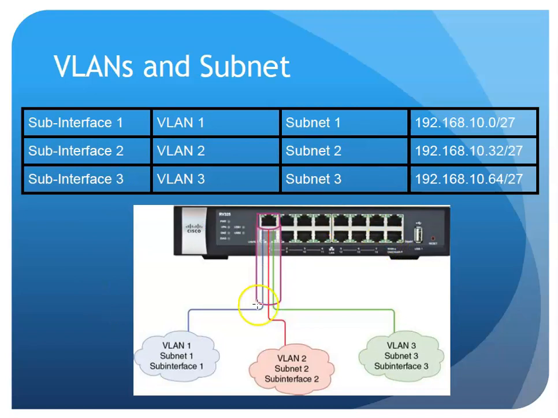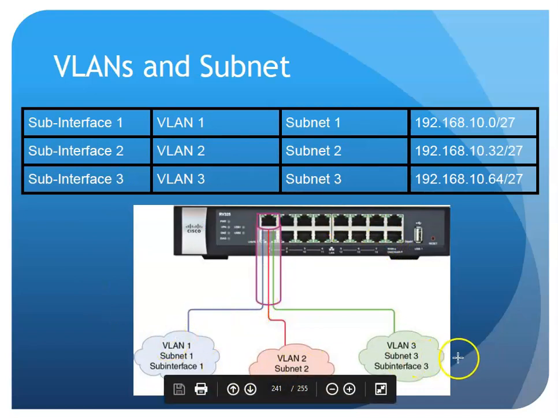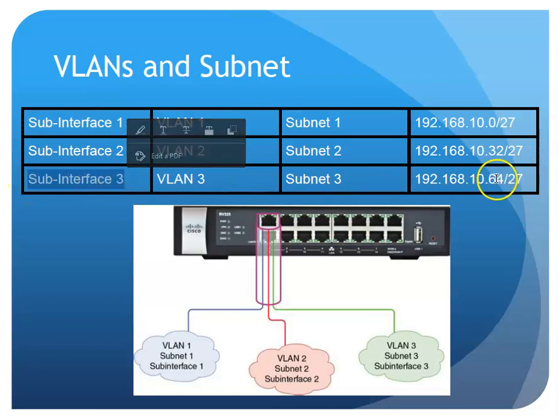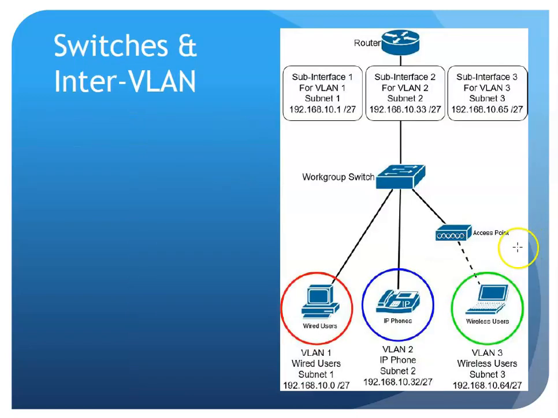So here in their example, they had VLAN 1, VLAN 2, VLAN 3. I would allocate a subnet 10.0/27, so 3 bits borrowed, going up by 32s: 0 subnet, 32 subnet, 64 subnet. I would allocate a unique subnet to each VLAN, and then each sub-interface on the router will get allocated that VLAN in that subnet. That's how it would work.